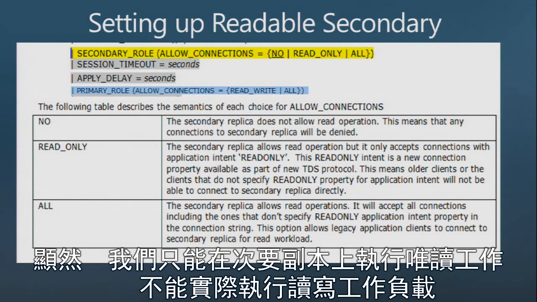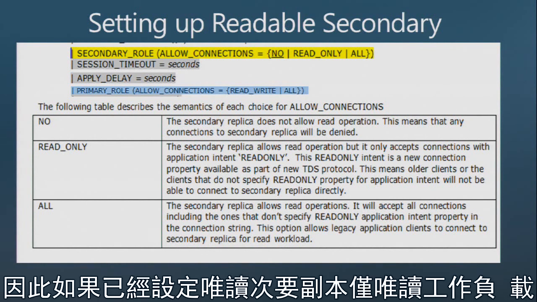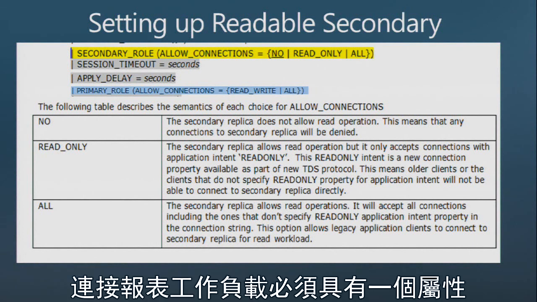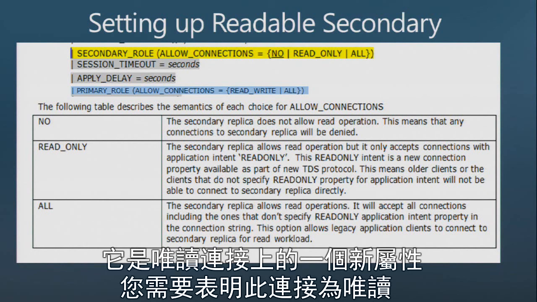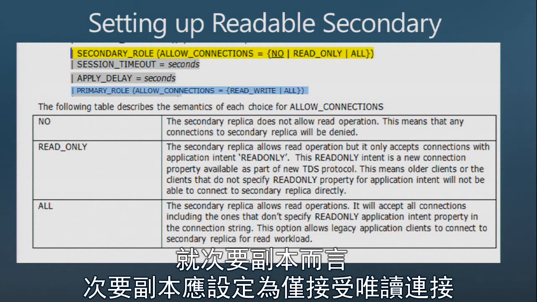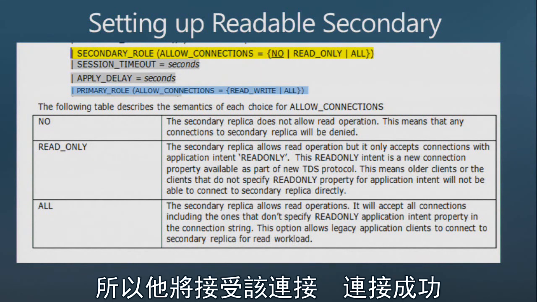Okay. So it is clear that you can only run a read-only workload on the secondary. You cannot really run a read-write workload. So if you have set up your readable secondary to say that I only allow read-only workload, the connection that the reporting workload has to give should have a property, it's a new property on the connection called read-only intent. So you need to say that this connection is read-only intent. So then when it comes to the secondary replica, and secondary replica is configured to accept only read-only connections, it will accept that connection and that connection will be successful.